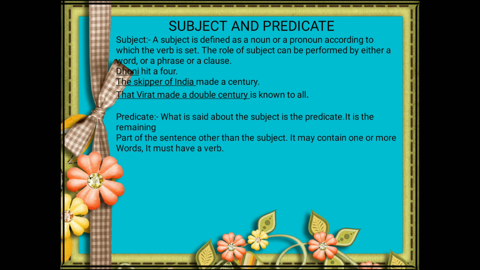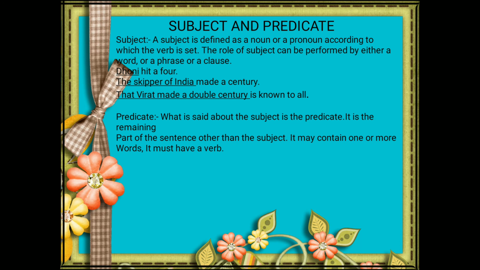Okay. Next is predicate. So what is predicate? So what is said about the subject is the predicate. It is the remaining part of the sentence other than the subject. It may contain one or more words. It must have a verb. Means a predicate is the part of a sentence or a clause that tells what the subject is doing or what the subject is.